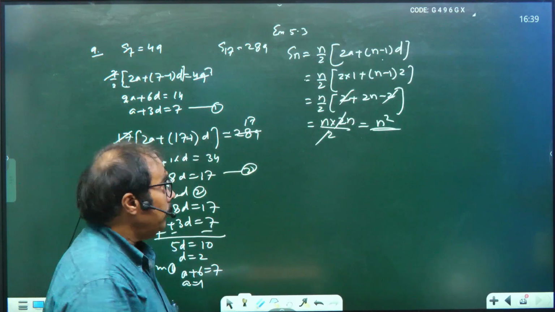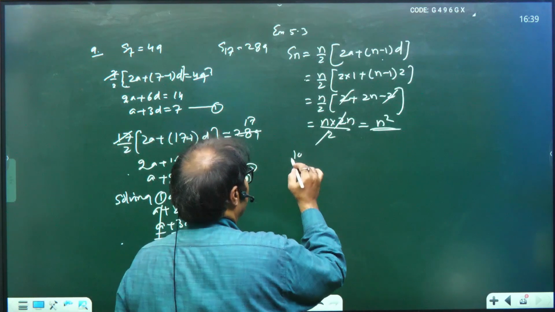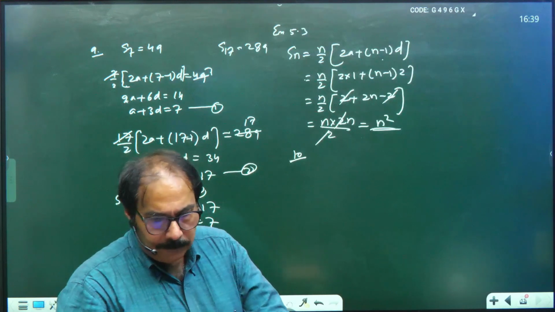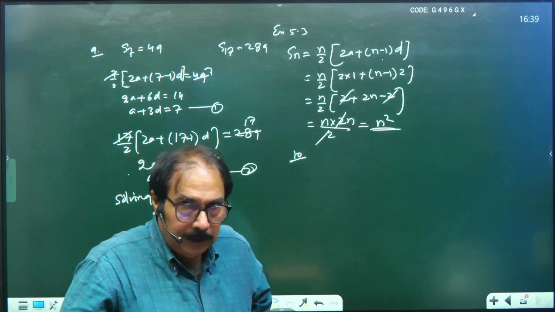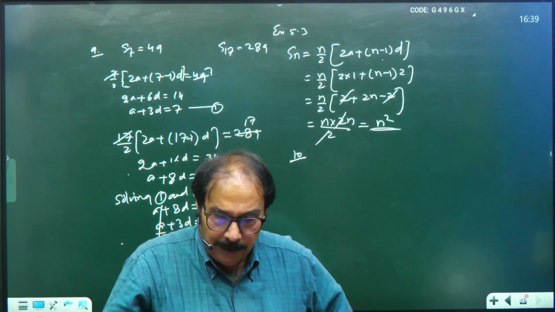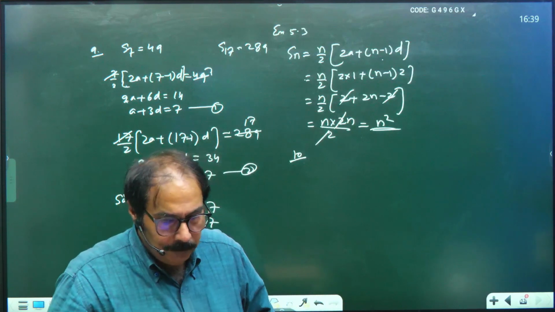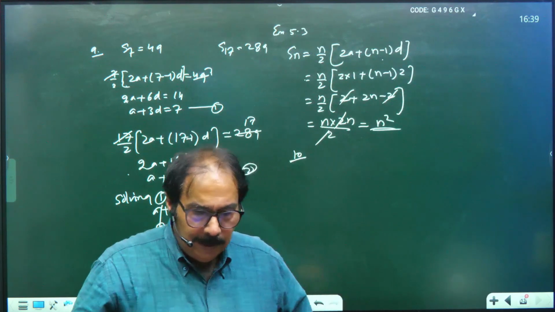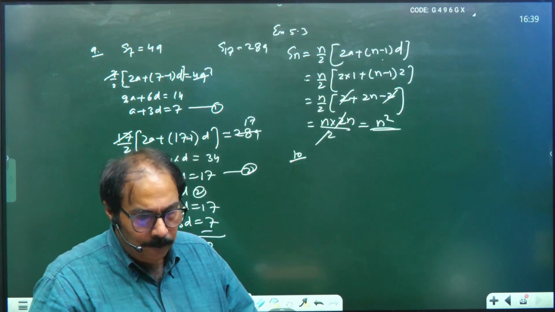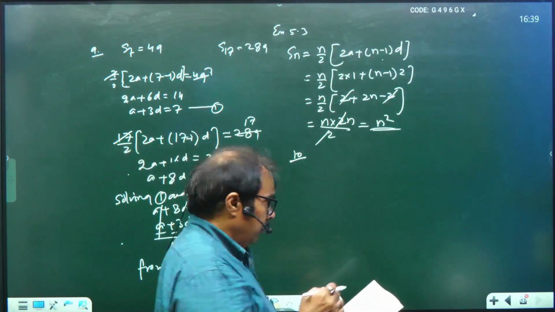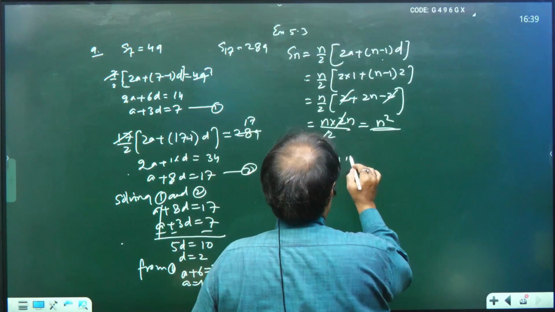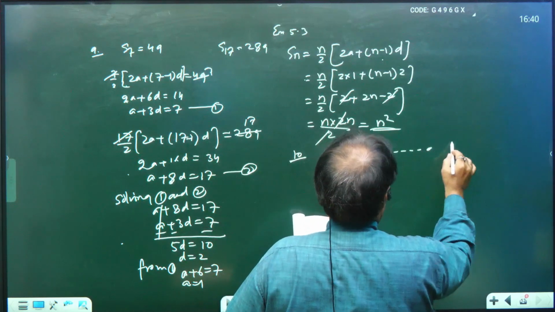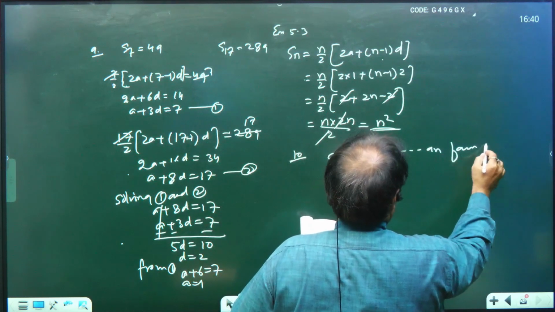Okay. Now I am coming to question number 10. This 10th question and the 11th question, both are very, very important from the point of view of your examination. So I am taking question number 10. Show that A1, A2, A3 and AN form an AP.